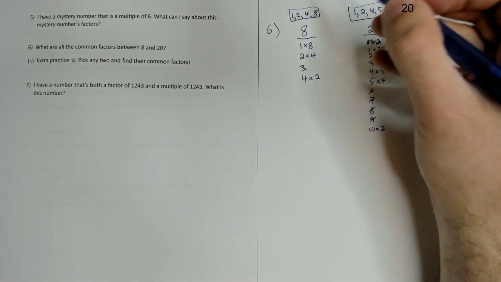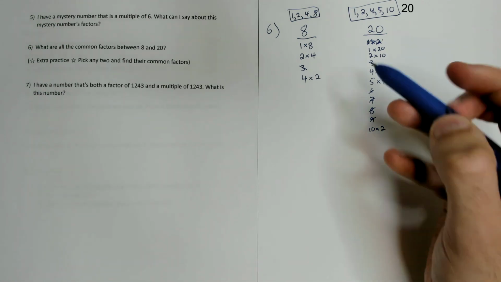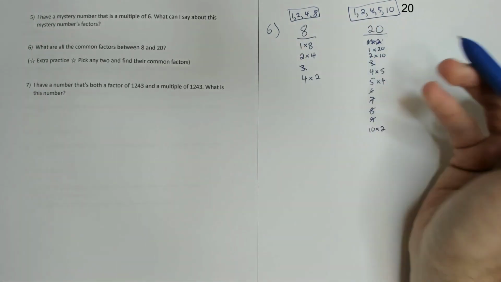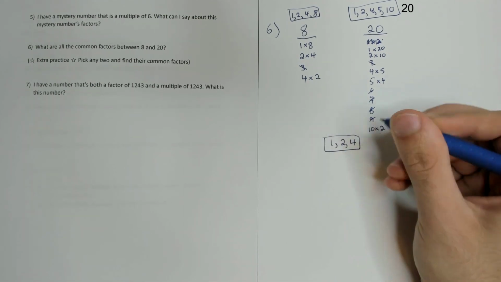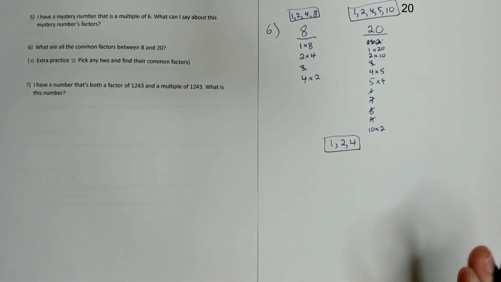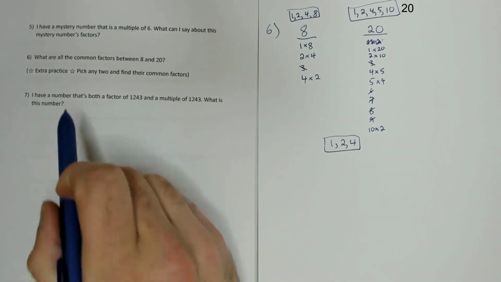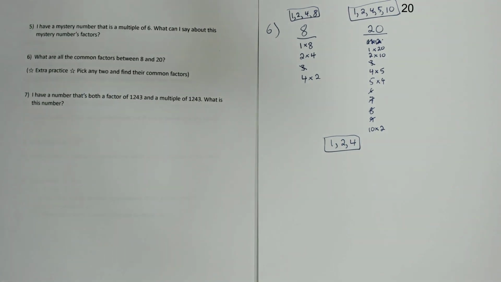All right, so now we can see those. So now we just need to see what are the commonalities. Well, 1, 2, and 4 look like the common factors. So 1 and 2 and 4 are the common factors of 8 and 20. All right, and for extra practice, just pick any two numbers and see what their common factors are.